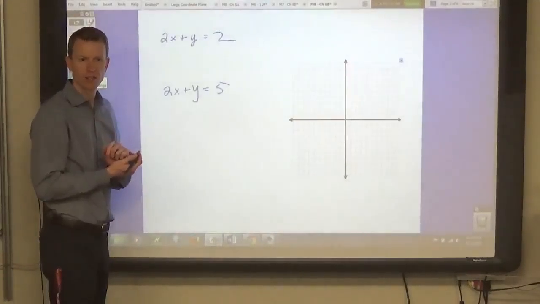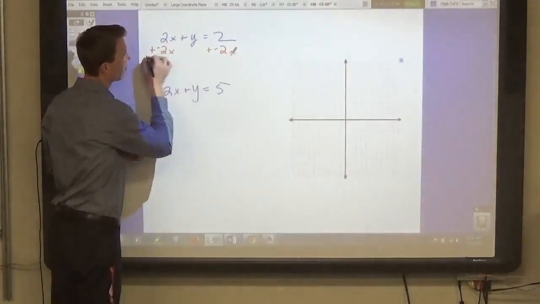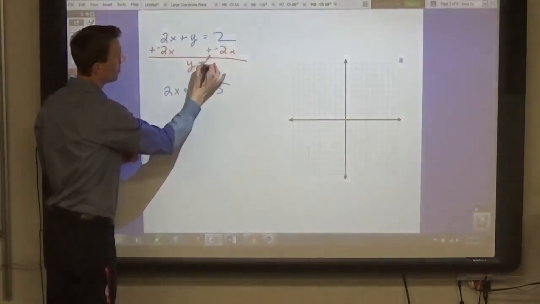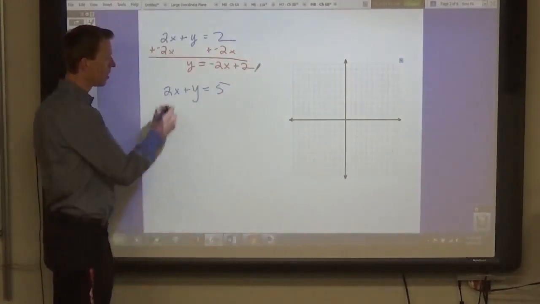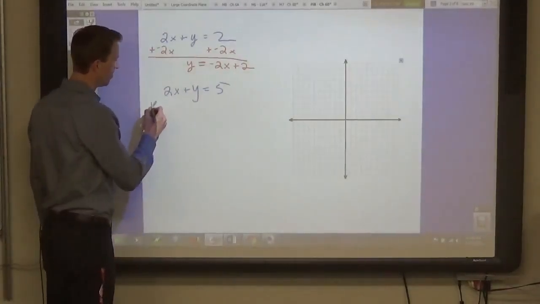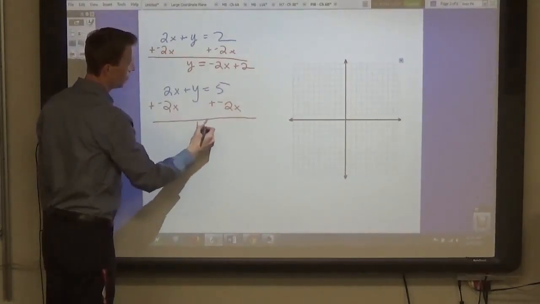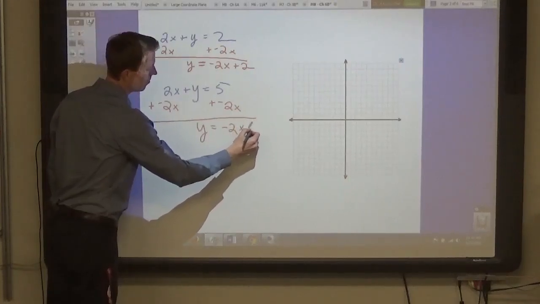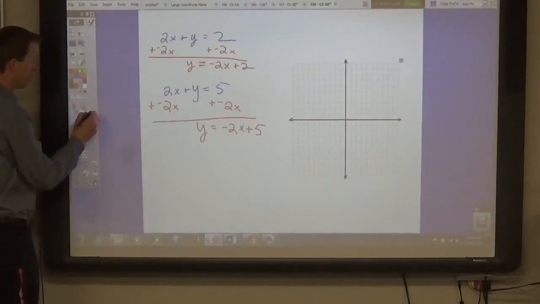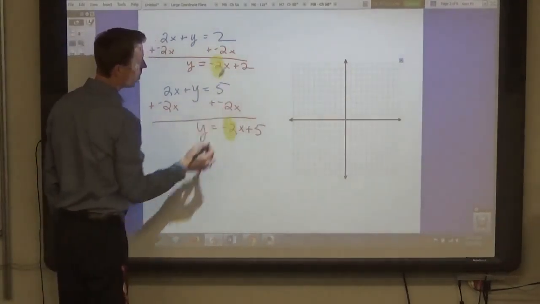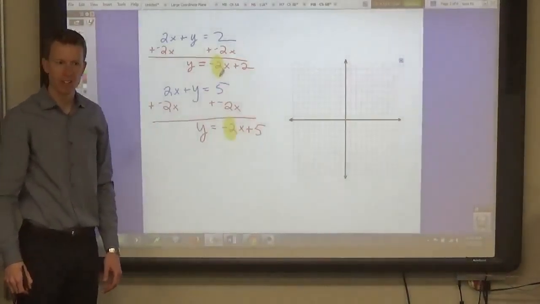So how do we do that? I can already tell these are parallel. How is that? Because they have the same slope and different y-intercepts. Subtract 2x: y equals -2x plus 2. And then solve this one: y equals -2x plus 5. So these two lines are what? Parallel. They both have the same slope and different y-intercepts, so they're parallel. You guys get this?